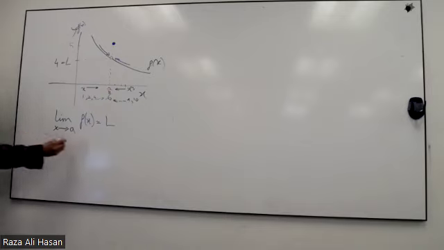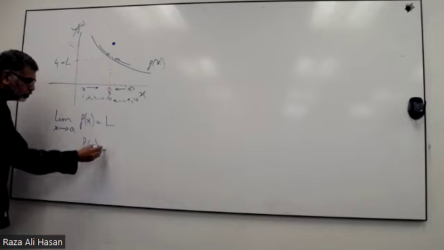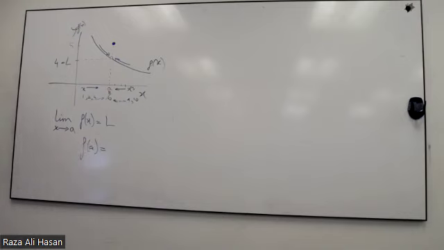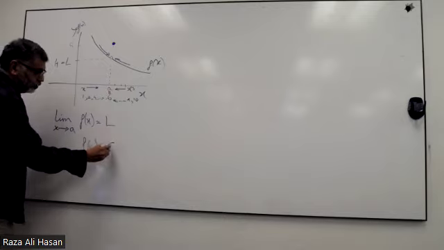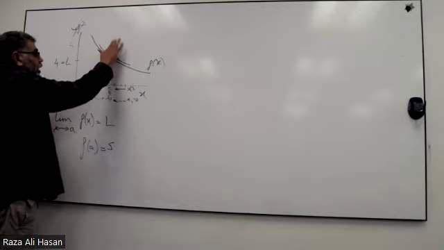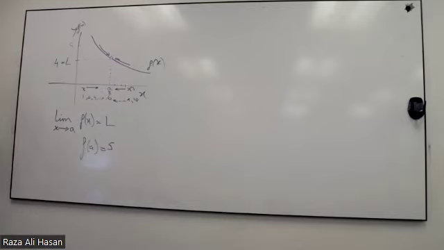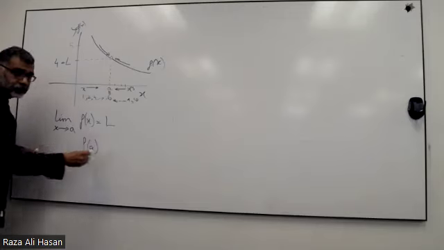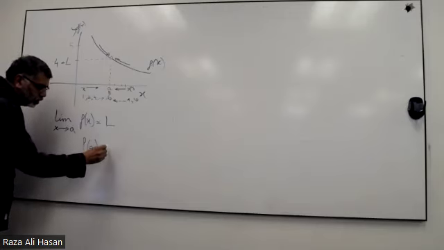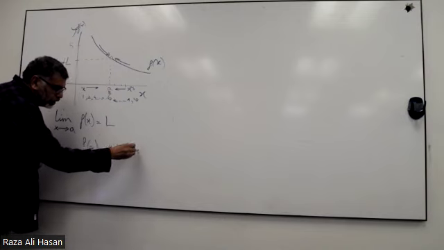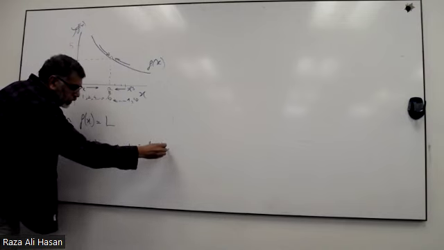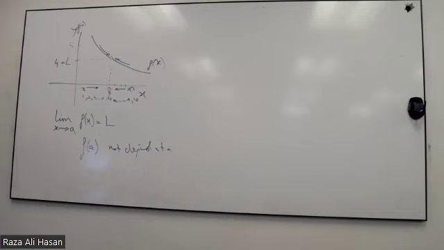Is this function defined at a right now? Yes, unfortunately, it is 5. So if I take this out, now, is the value defined at a? No, not defined at a. Does this function still have a limit? Yes, because it still tends to L. Okay, now what if I did this?